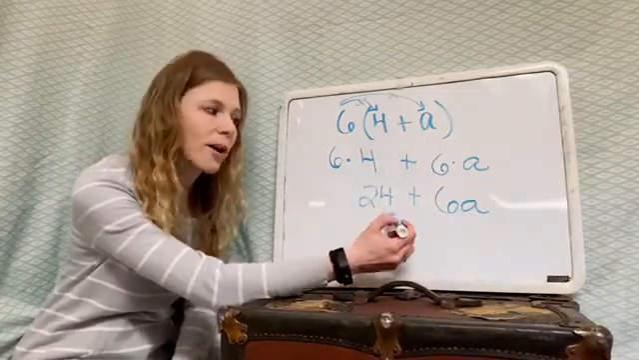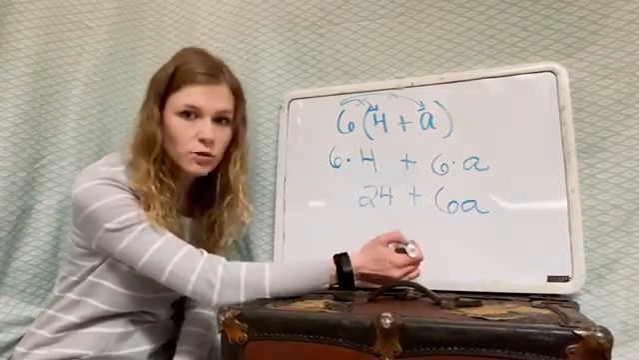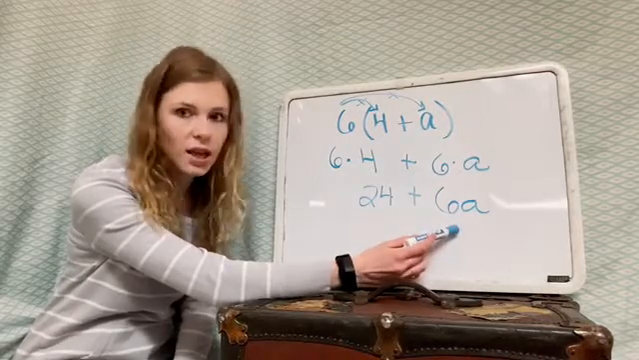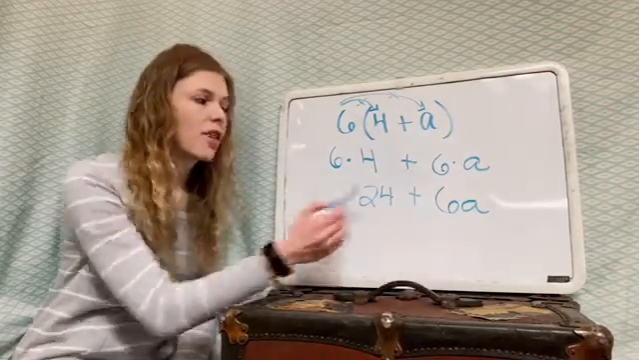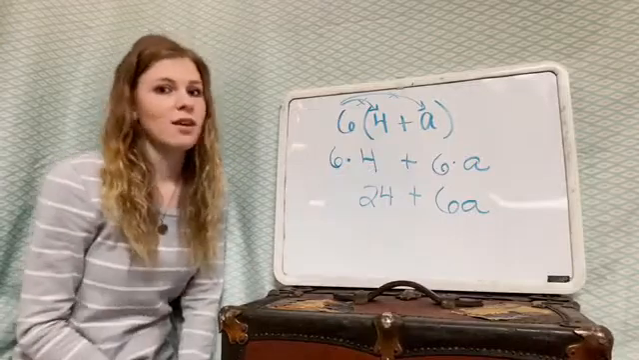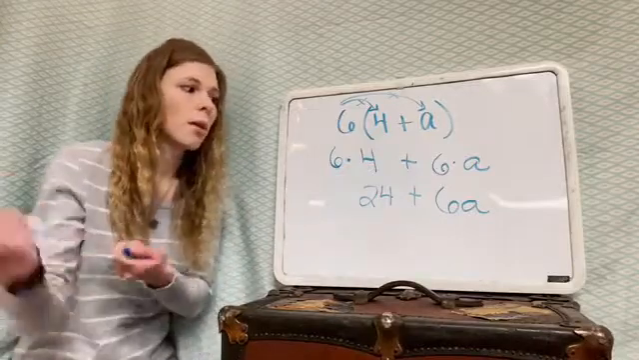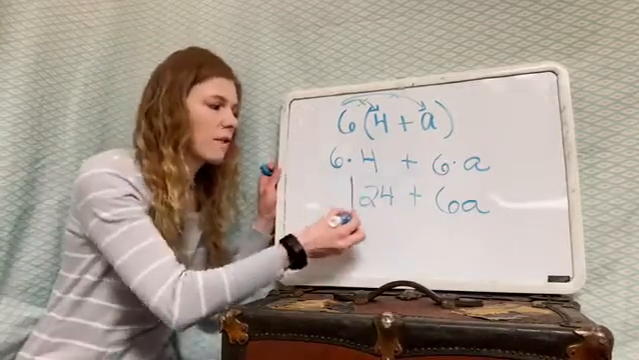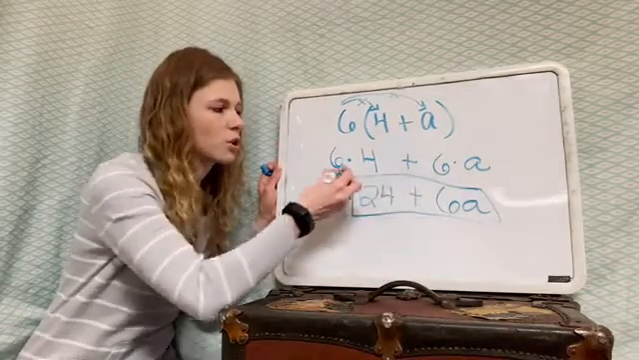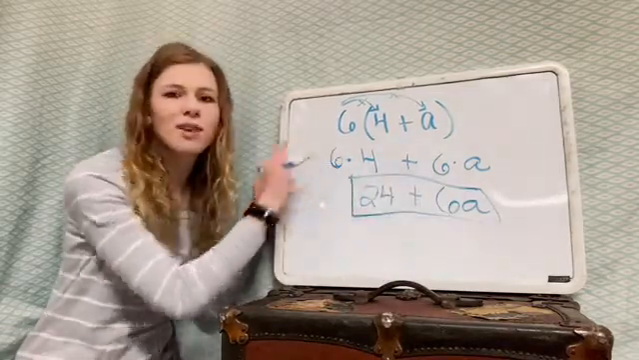I cannot combine 24 with 6a because 24 is a constant and 6a has a variable a. They are not like terms, therefore I cannot combine them, and 24 plus 6a is my final answer when I'm using the distributive property for my given expression.